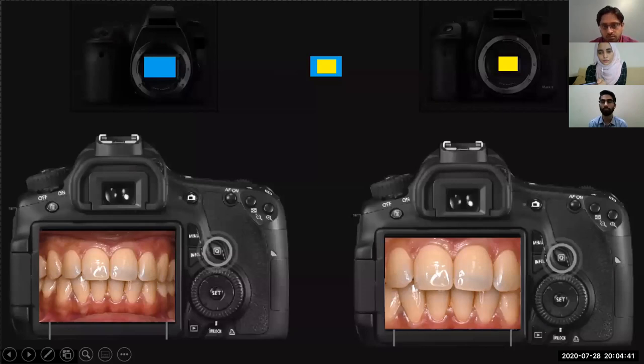So please be very careful. These are the two different sizes. The blue is the full frame, the yellow is the crop sensor. So make sure you know what you're buying.